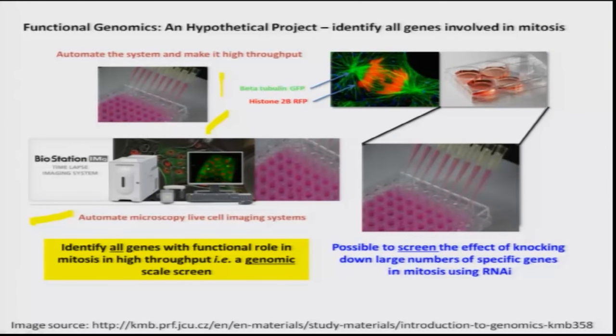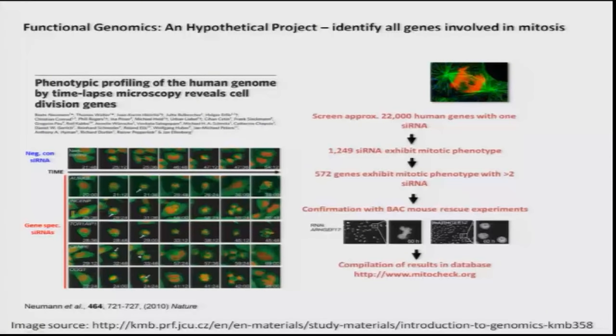So, these are all doable, and with this you will be able to, at the end of 2 days, 3 days, call as to how many genes possibly affect mitosis. This is a landmark paper which used one such approach using an RNAi screen to identify what you call genes involved in mitosis and cell division.